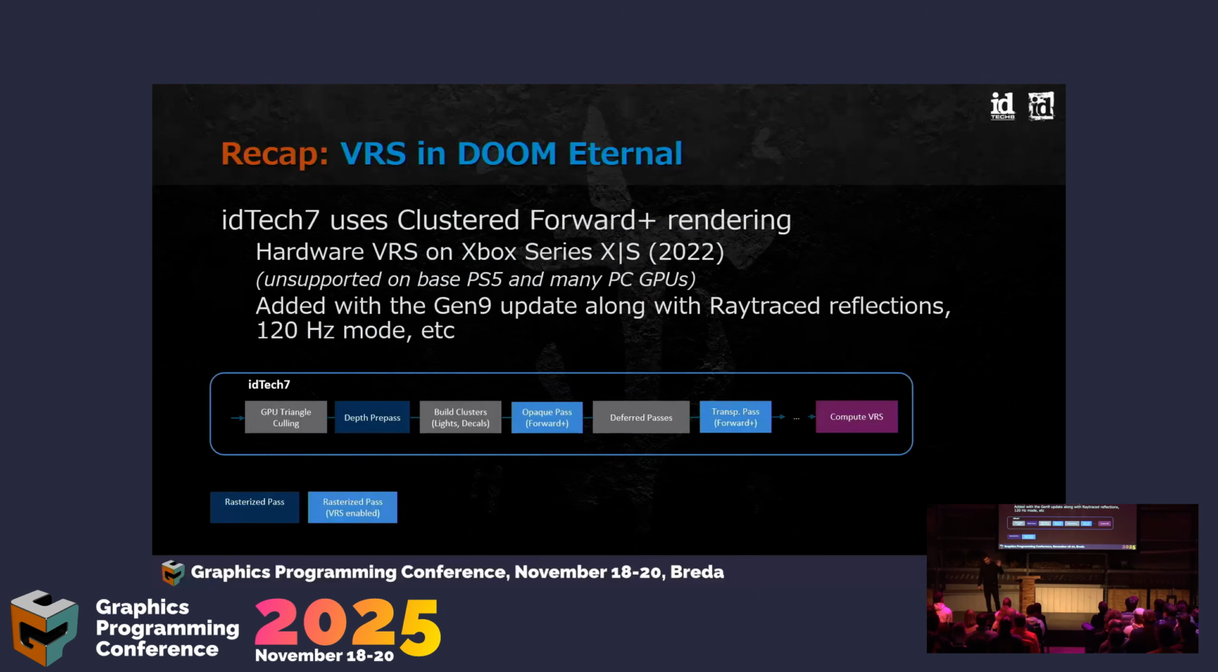So let's continue with a bit of history to set the ground. Doom Eternal, our previous game, was originally released on Xbox One and PS4 level hardware in early 2020. And when we ported Doom Eternal to the Gen 9 consoles in 2022 with ray traced reflections and a 120 Hz mode, etc., we also added VRS support. And 2 of our main passes, opaque and transparent rendering, they were rasterized and they were benefiting hugely from hardware VRS. And those passes is where we evaluate all the materials, run the lighting, blend decals, etc. So basically outputting the final color.